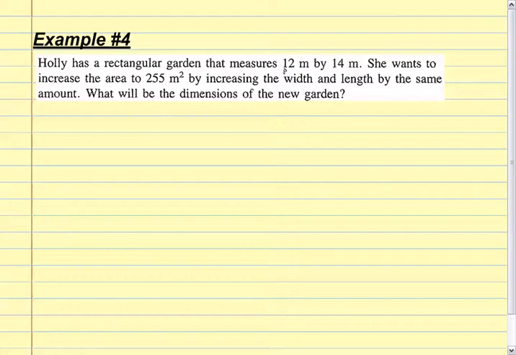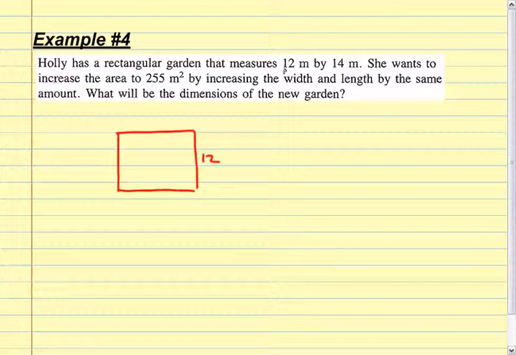Example number 4. Holly has a rectangular garden. It measures 12 by 14. So this would be 12 and this would be 14. Now she wants to increase the area to 255 meters squared by increasing the width and the length by the same amount. So I need to increase the width by x and the length by the same amount, x. What will the dimensions of the new garden be? Well, I don't know, but let's see.